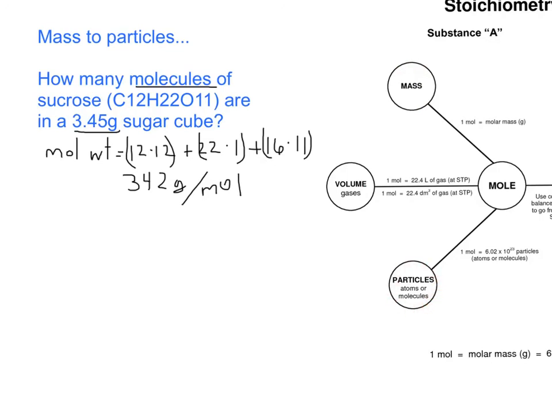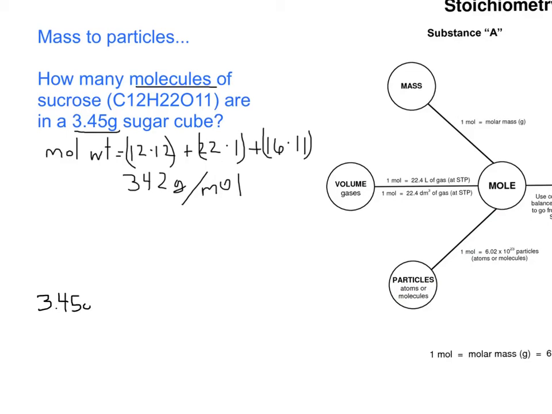You can see there's no direct flight on the islands here from mass to particles. So we're going to have to go through the moles and then to the particles. So that's our strategy. We're going to go from mass to moles, then from moles to particles. So here we go. We're going to write down our given.